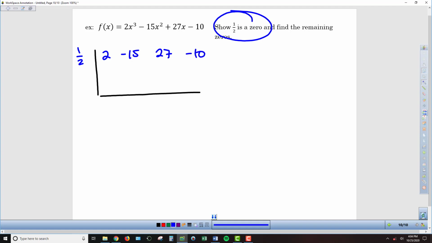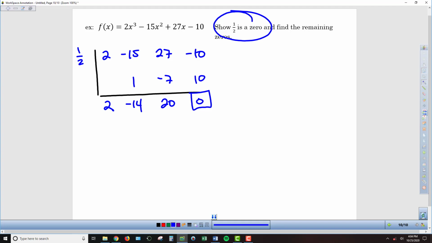And so then I can start by bringing down the 2, and then we multiply. 1/2 times 2 is 1. -15 plus 1 is -14. Half of that is -7. 27 and -7 is 20. Half of 20 is 10. And so -10 plus 10, I get 0. So I have indeed confirmed that 1/2 is a 0.